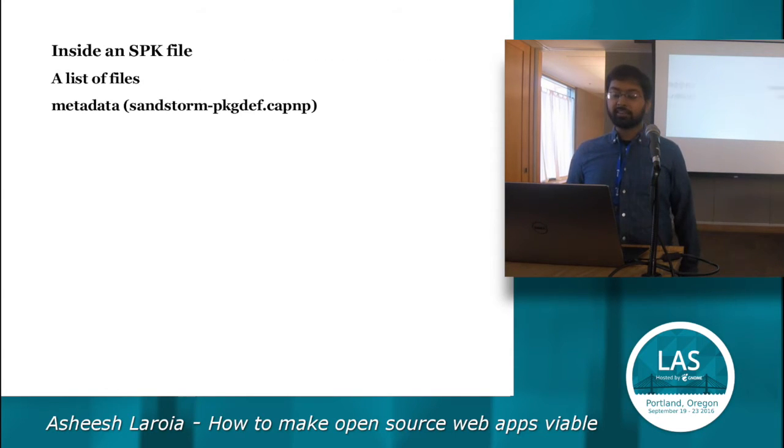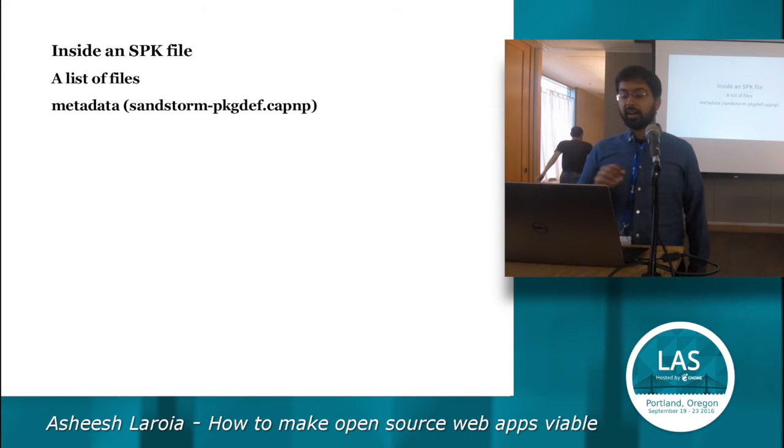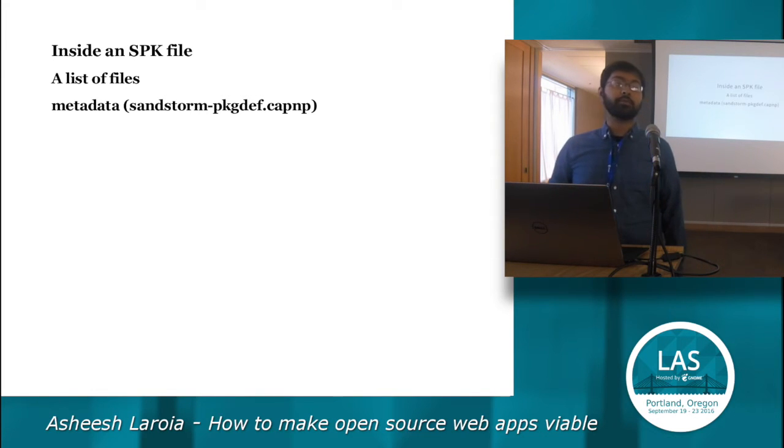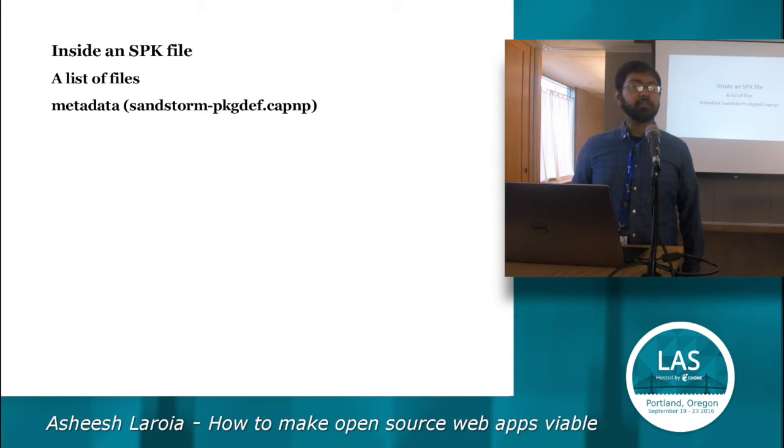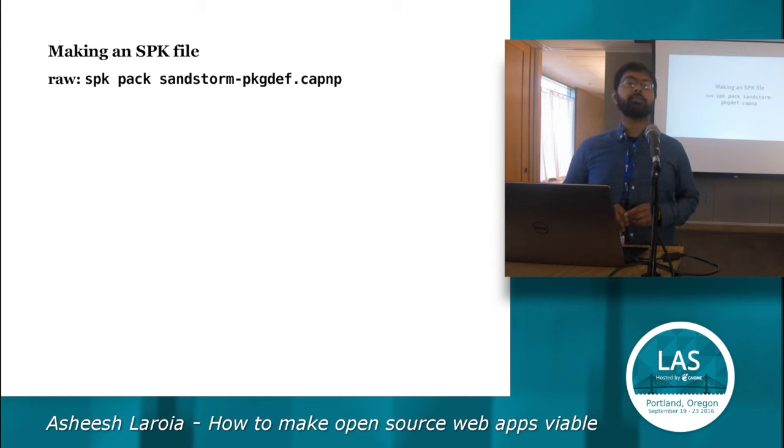Inside an SPK, therefore, there's a list of files. There's some metadata, which is available in this file, sandstorm-package-def.capnp. And if you have a bunch of files and you want to combine them with some metadata and make a Sandstorm package, then the most raw and simple thing you can do is run this spk tool along with the pack command and the path to your metadata file, which itself tells Sandstorm where to find the list of files. And then you'll end up with a self-contained archive containing those files from your system. And if that sounds perfect, that you would just spray files onto your computer and then make a list of them and then pack them up, then that's great.